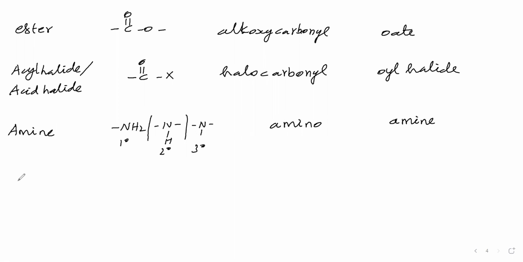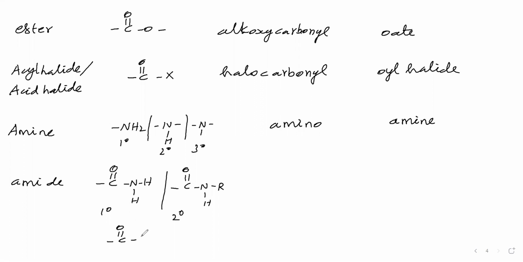Next we will take amide. Amide is CONH2, which is a primary amide. Then CONH is a secondary amide. Next, CONR2 is a tertiary amide.